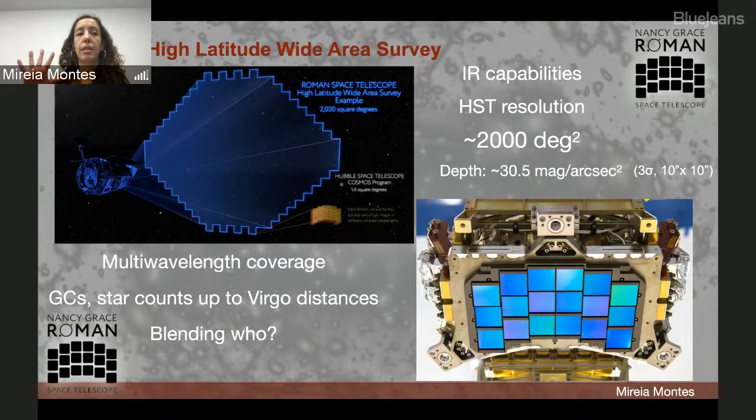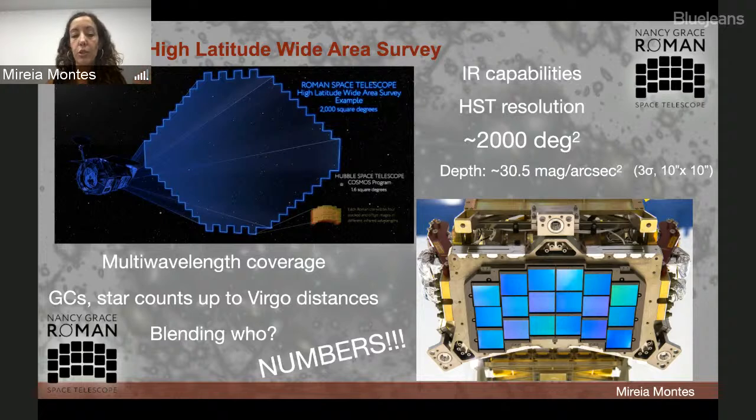So this survey will be a game changer for studying the low surface brightness universe, even allowing us to explore it not so locally as what we've been doing before, but also at higher redshifts, and see how it evolves with time. And very importantly, it will be around 2,000 square degrees, providing the area and therefore the numbers that we so desperately need.